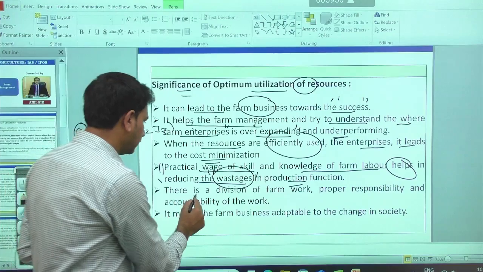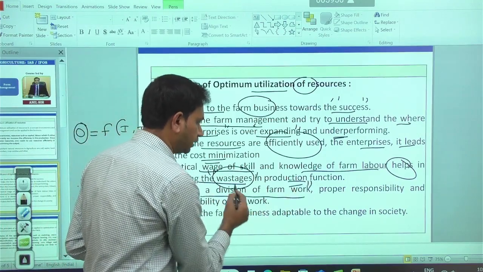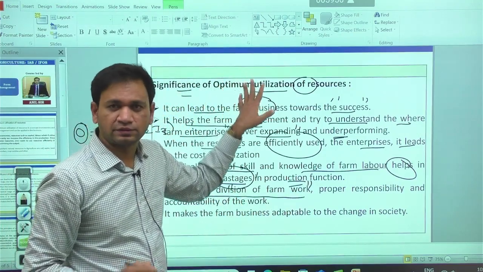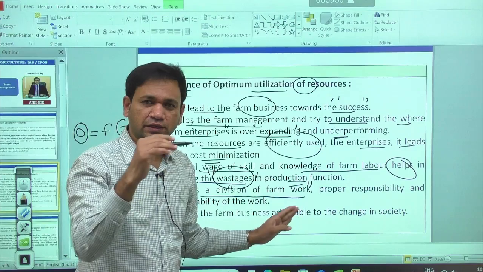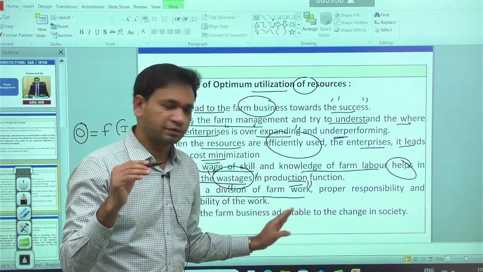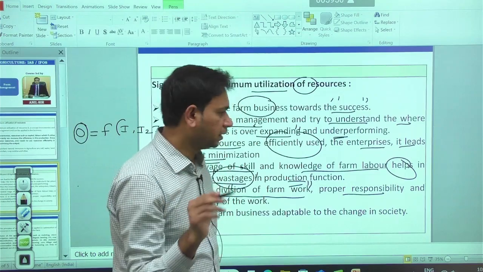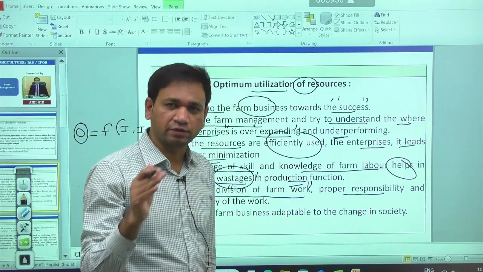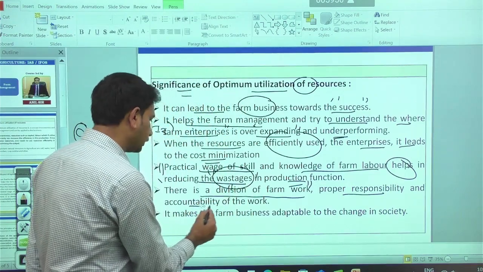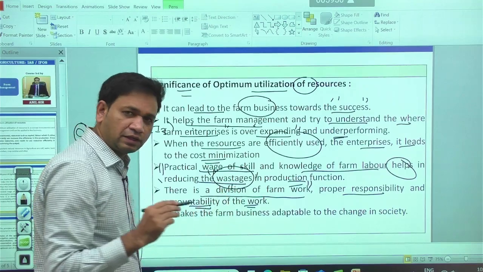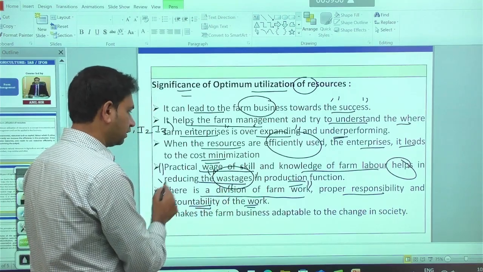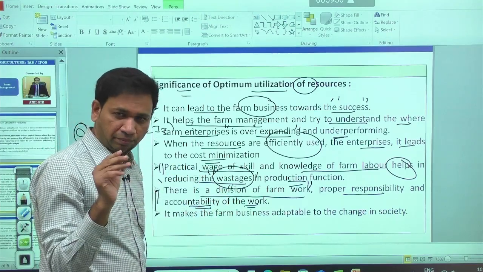Then there is a division of the farm work. When there is an optimization policy, division of work according to skill among the laborers can be possible. Then proper responsibility for all the laborers can be assigned in the different Kharif and Rabi seasons generally. Then accountability can be fixed for all the laborers. According to that, all the wastages in the production function can be minimized.